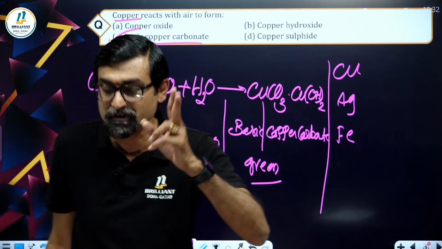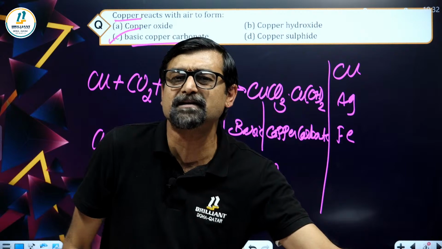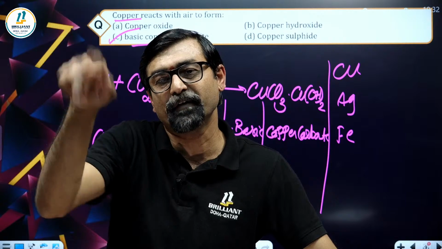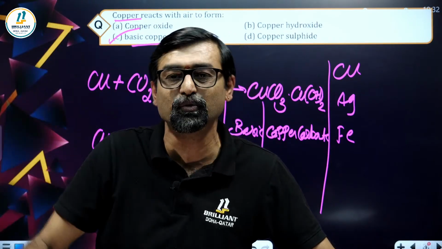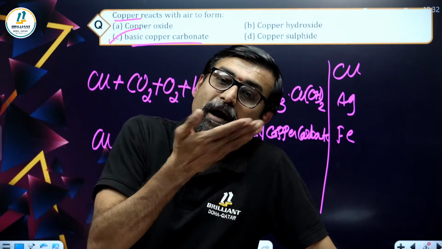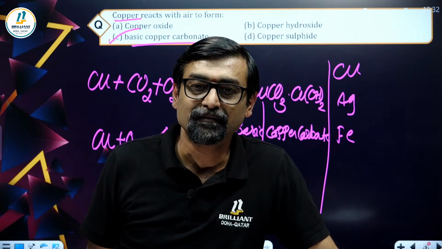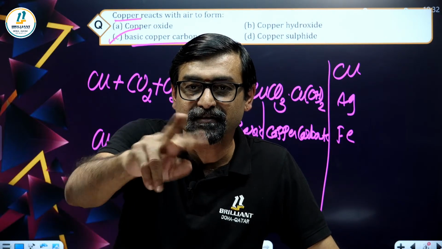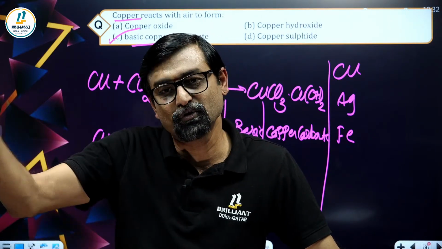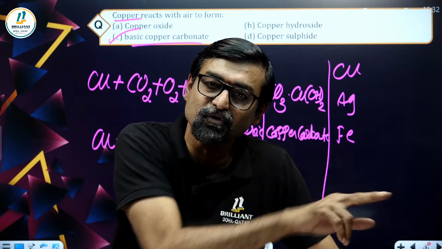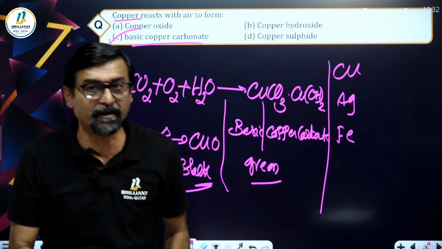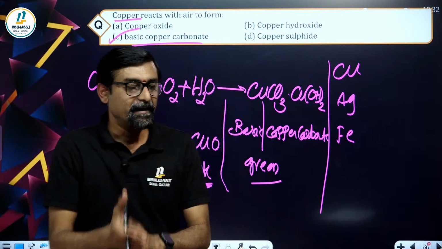Am I clear, children? This question should always be kept in mind. They will give it like this: a brown shiny metal, when heated in the presence of air, gives a black residue, which when treated with hydrogen gives the metal back. That is a redox reaction. Cu plus O2 gives CuO, and with hydrogen it again gives you copper back. So in this way, you need to solve the question very meticulously. Okay, children? Let us go for the next.